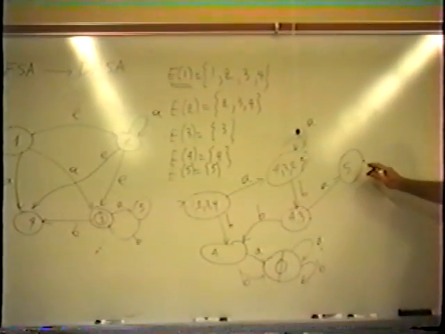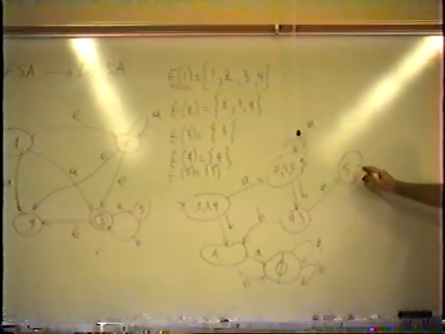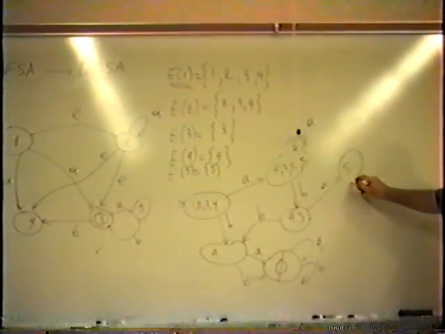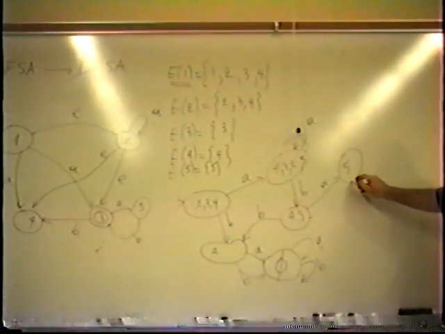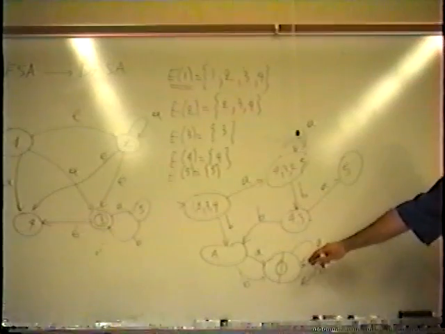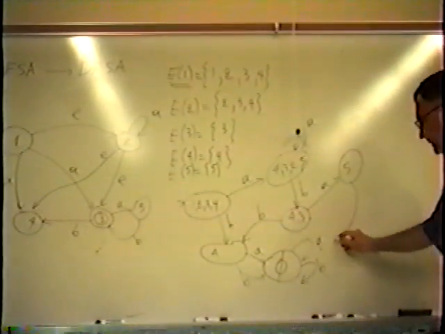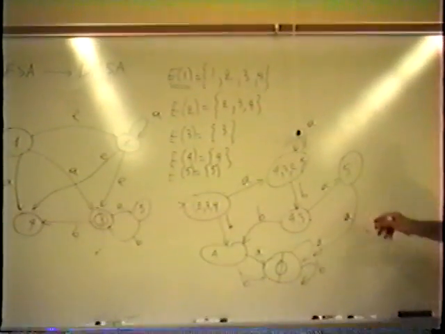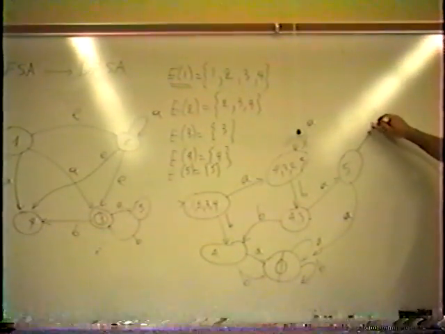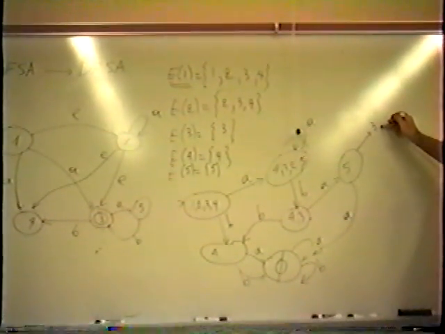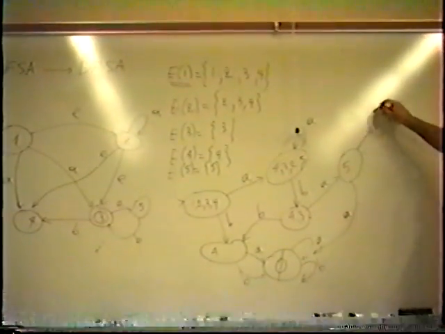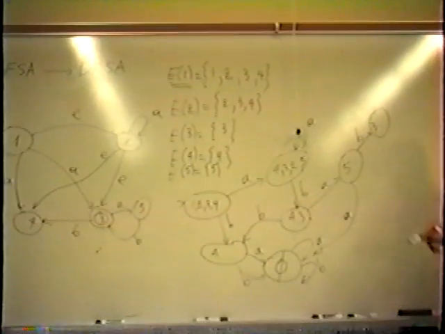Okay, 5 with an A. Nothing. So where do I go? 5 with a B. 5 with an A, where do I go? The empty set, I go to this guy, the dead end. Okay, 5 with a B. You go to 3, and the equivalent of 3 is just 3. Do I have this? I don't have that. So it's a new state. Right?